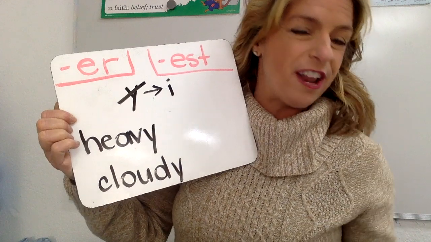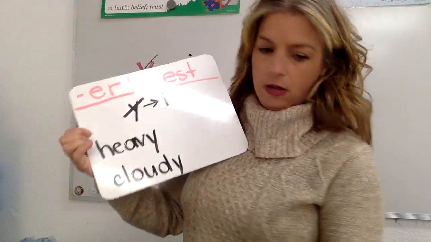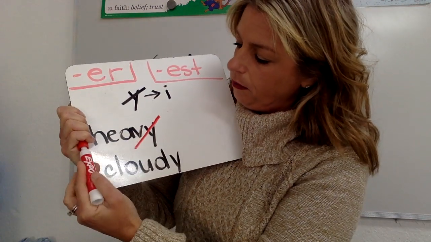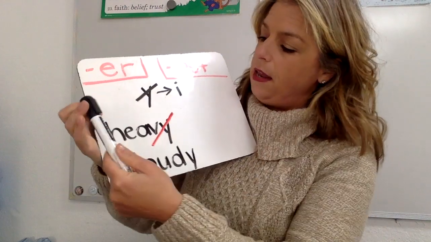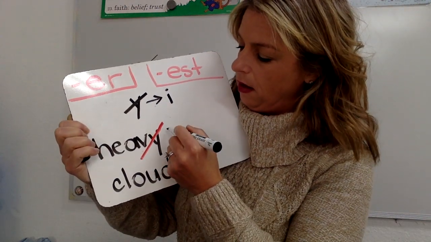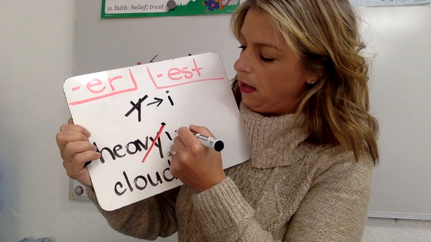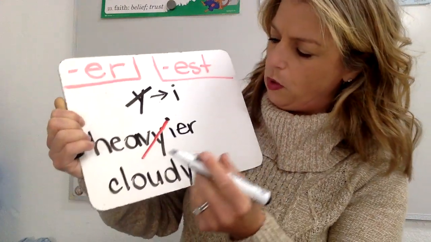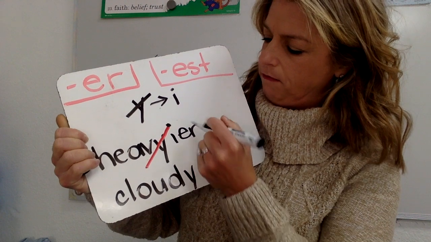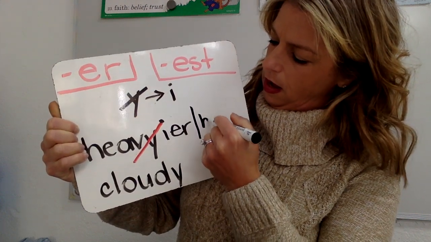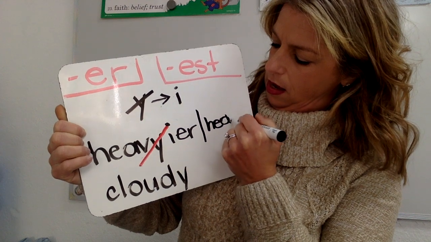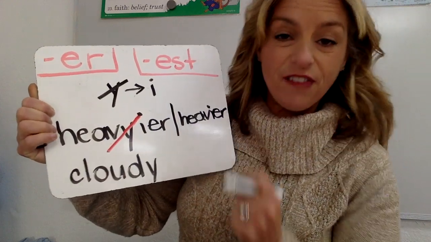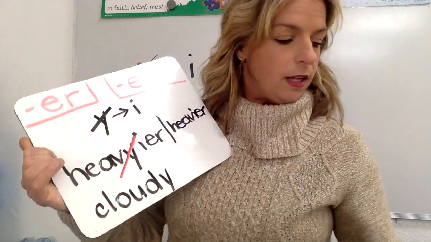So if we have the word heavy, heavy. Now remember, we need to take out the Y, okay? And in its place, we're going to add I-E-R. Now let's rewrite it so it looks neat, okay? So we have H-E-A-V-I-E-R. Heavier, heavier.